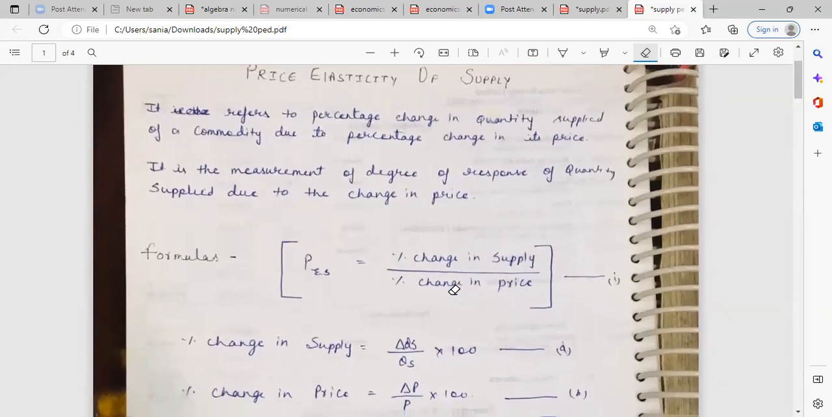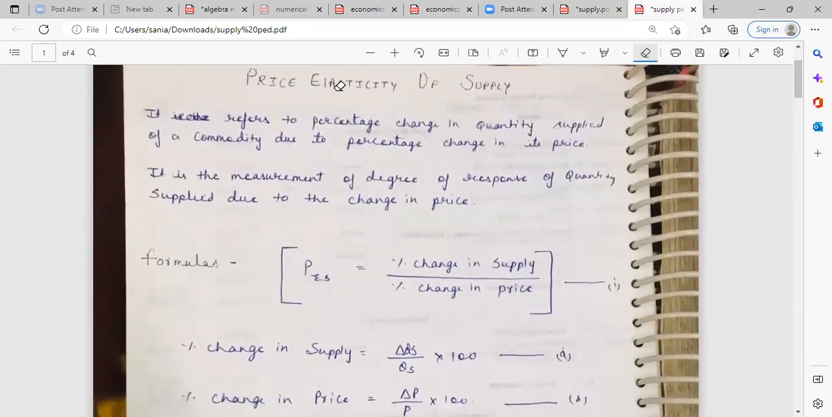And those who missed the class for the price elasticity numerical portion of demand, make sure that you are not going to miss the next class, because if you miss this class as well, it will be very difficult, because the two chapters are related and everything is the same, right? So don't miss the next class. Those who missed the class and are not aware of the numerical, don't miss the next class.